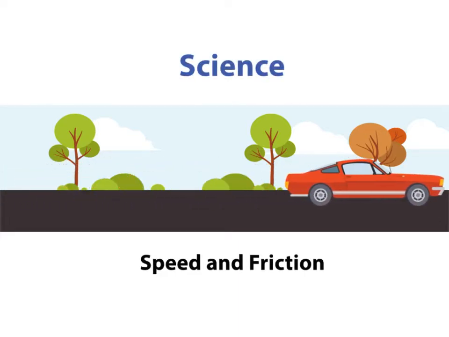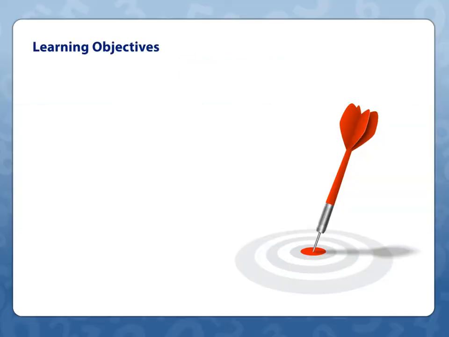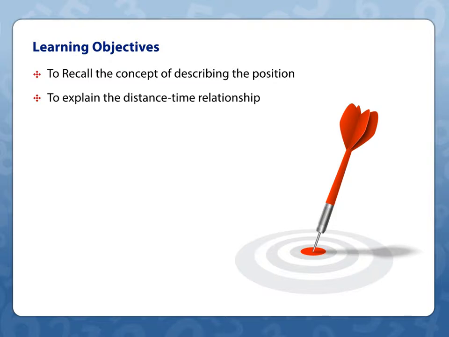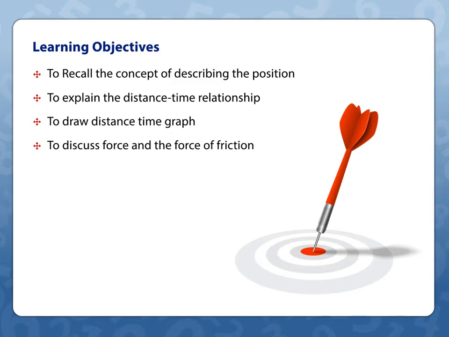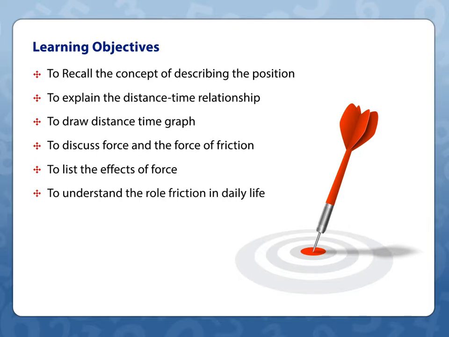Science, speed and friction. Learning objectives: to recall the concept of describing the position, to explain the distance-time relationship, to draw distance-time graph, to discuss force and the force of friction, to list the effects of force, to understand the role of friction in daily life.